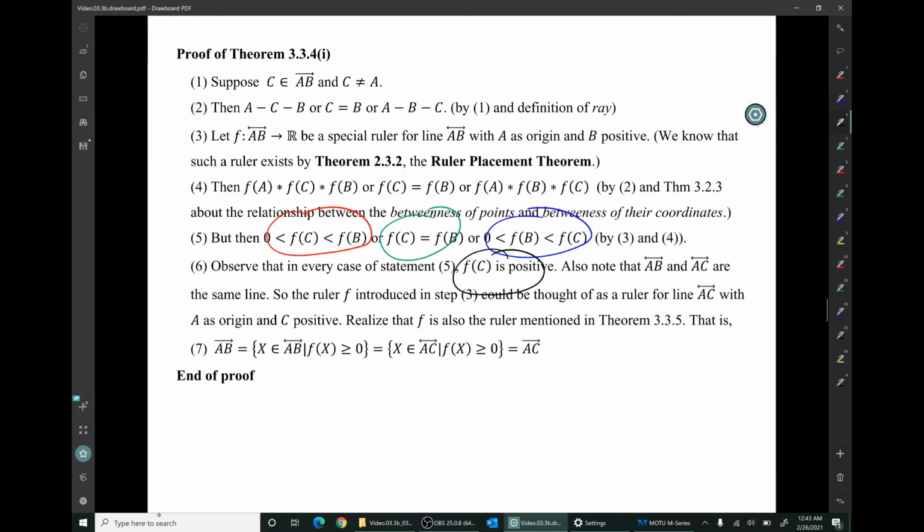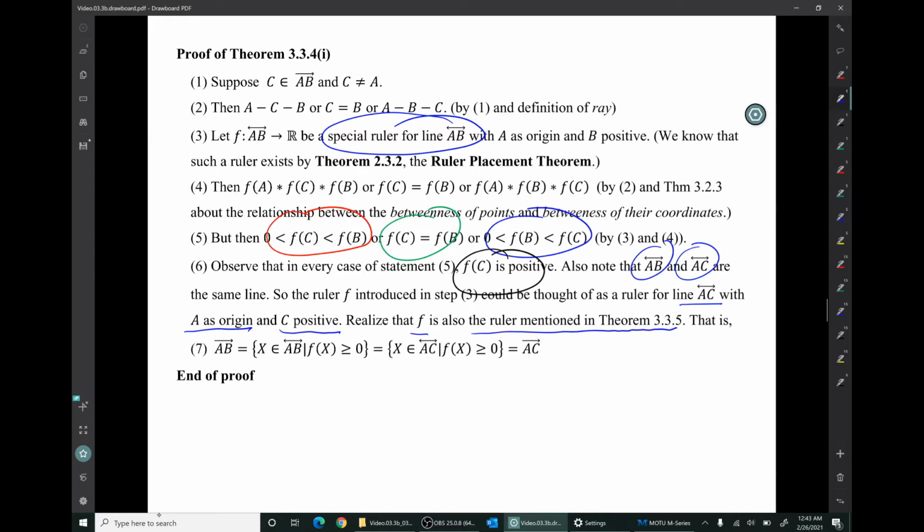And also note that line AB and line AC are actually the same line. So that ruler that was introduced back in step 3, this special ruler for line AB, could also be thought of as a ruler for line AC, with A as origin and C positive. So this f is also the ruler that's mentioned in Theorem 3.3.5.